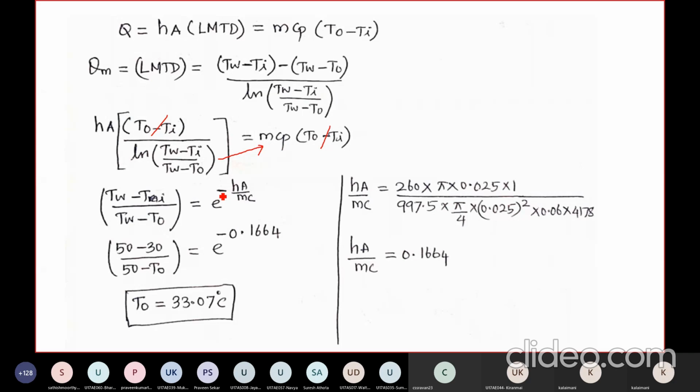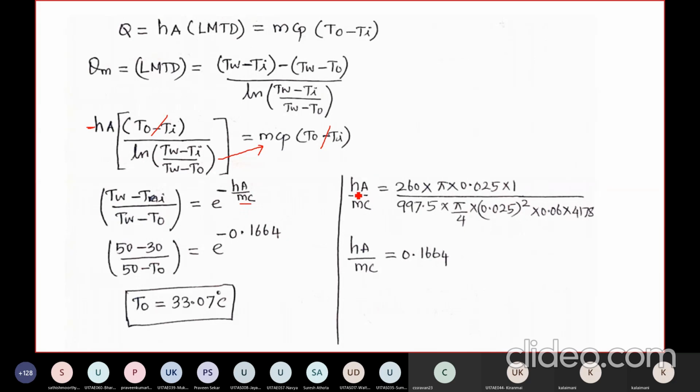Here I am using a minus symbol. How do you get the minus symbol? The heat loss from the pipe must be equal to the heat gained by the fluid. Therefore, for the heat loss I indicate a minus sign. Then if you cross multiply, I take e power, and e and ln will be cancelled. Then (Tw minus Ti) divided by (Tw minus To) is equal to e power minus hA by mCp, where m is your mass flow rate. Mass flow rate can be calculated as rho into A into velocity. This quantity I calculate.